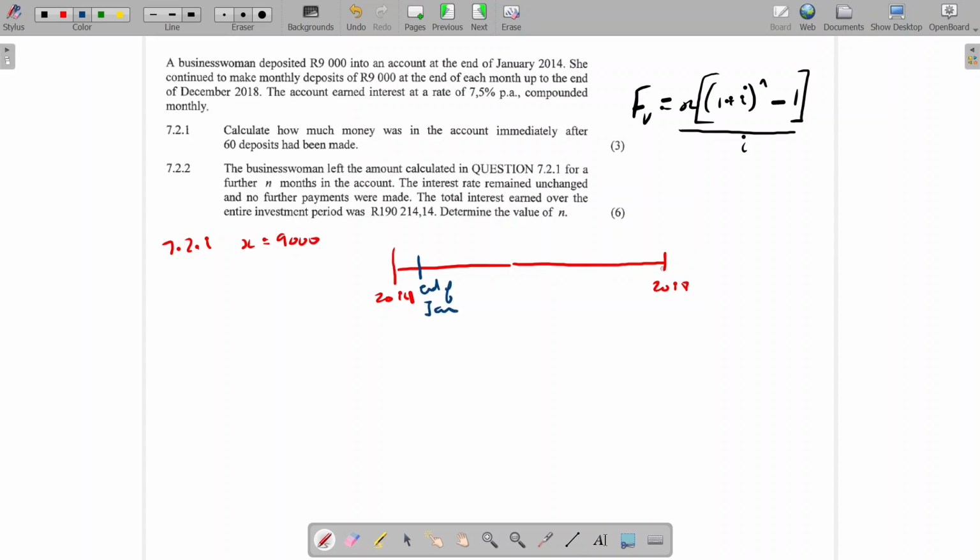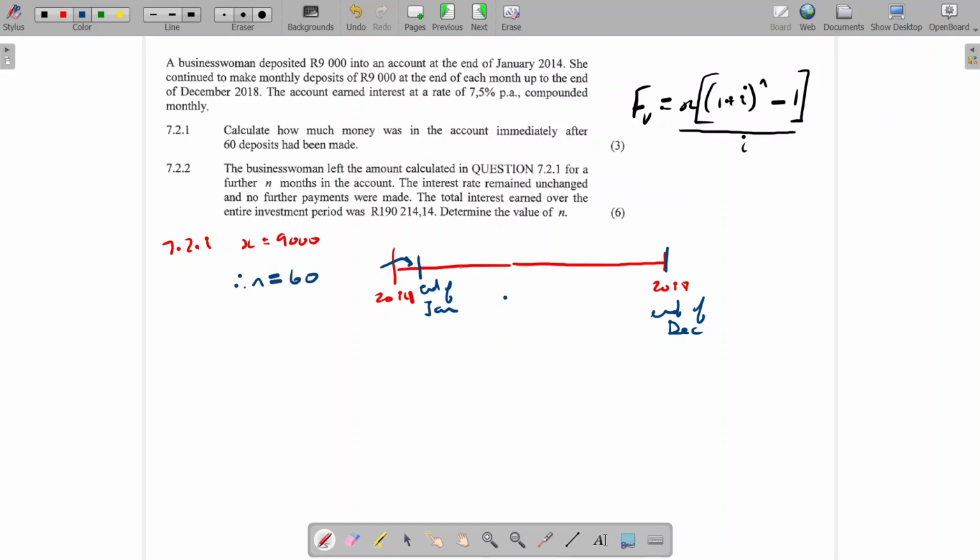And this last payment is made at the end of December. So therefore, there is no payment made immediately. Her first payment is only made 1 month into the cycle. As a result, she makes 12 payments in 2014, 12 in 2015, 12 in 2016, 12 in 2017, and 12 in 2018. As a result, hopefully we can realize that therefore n equals 60.